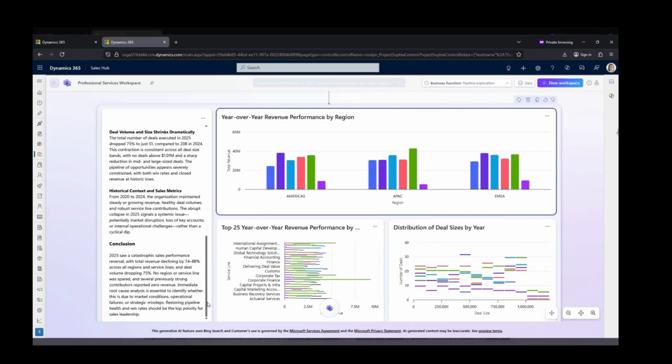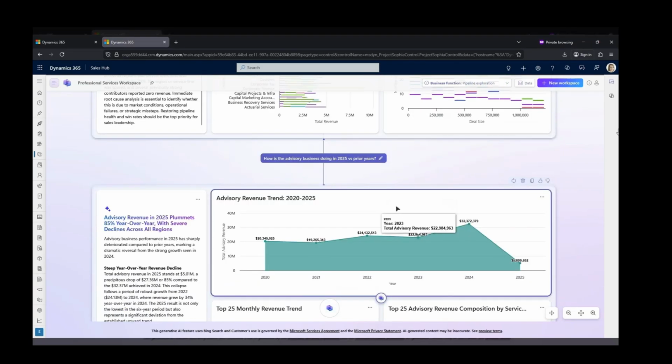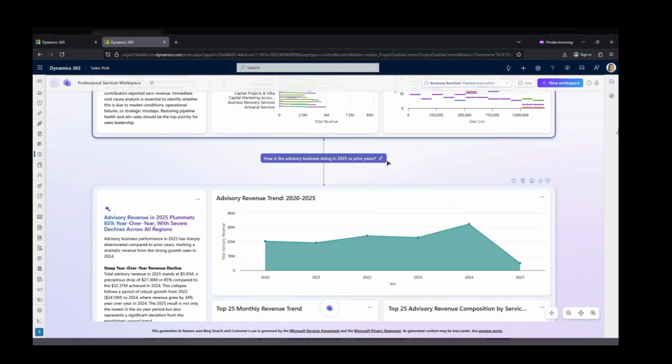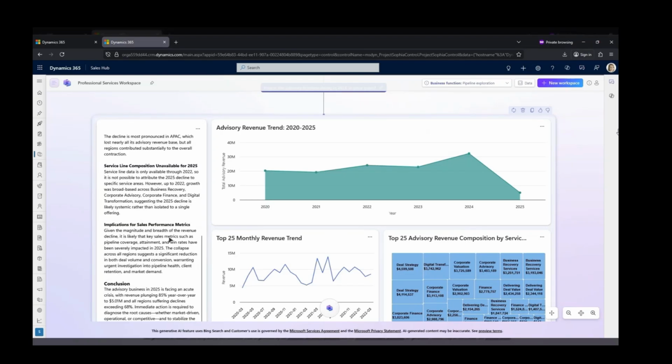Jim is focused specifically on the advisory business and wants to know what's changed for that segment. The agent analyzes advisory trends, incorporates relevant sales data, and layers in market signals. Jim can refresh or regenerate the analysis as he explores, and the narrative updates in real time. As he drills deeper, the system surfaces clear implications and tangible actions he can take.